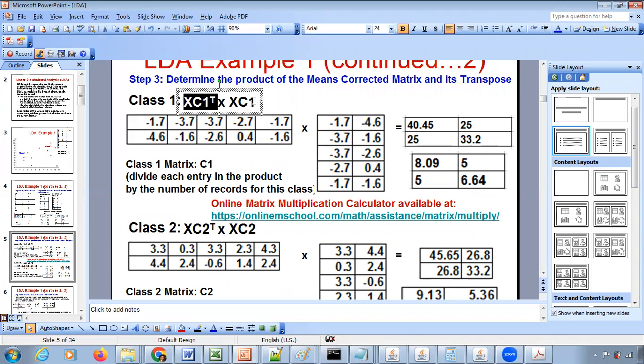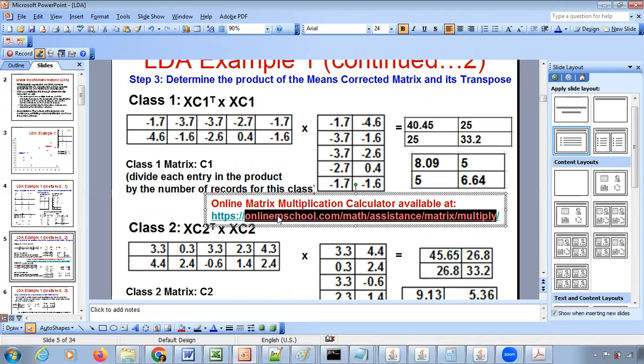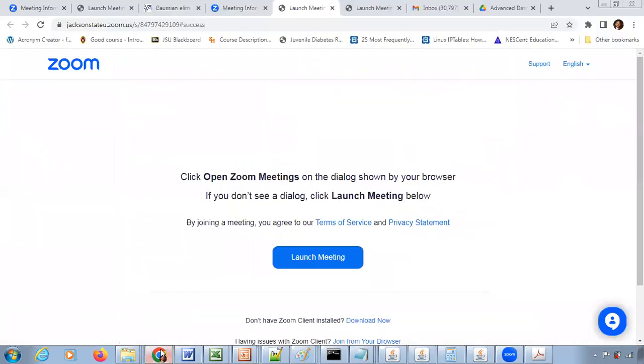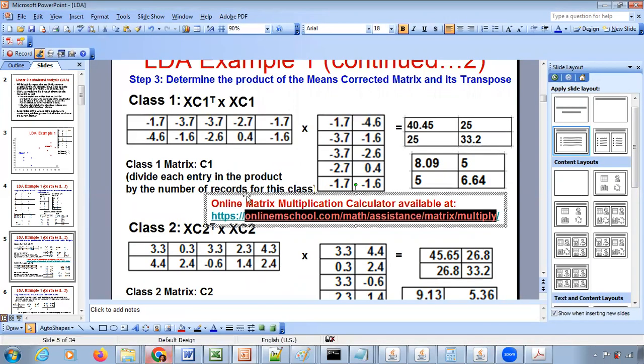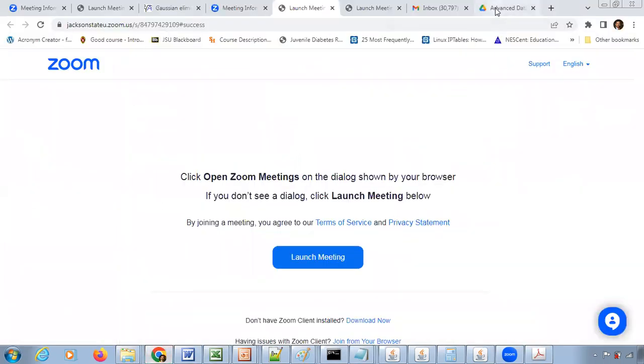And then you're doing the matrix multiplication. Now, there is an online calculator for matrix multiplication. The same site that was hosting the Gaussian elimination is also hosting this calculator. So let me work out one thing, and you can use this calculator. You don't need to do the matrix multiplication on your own.